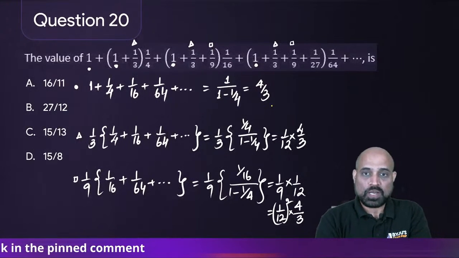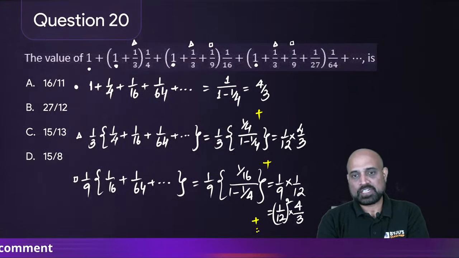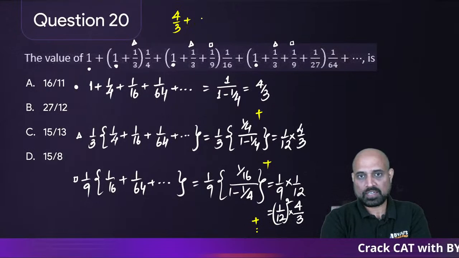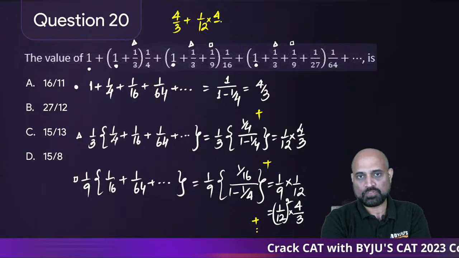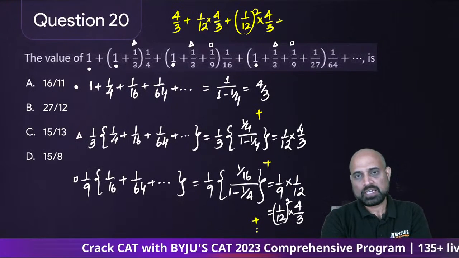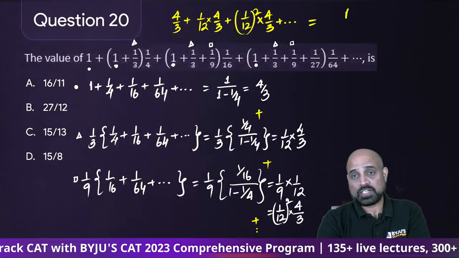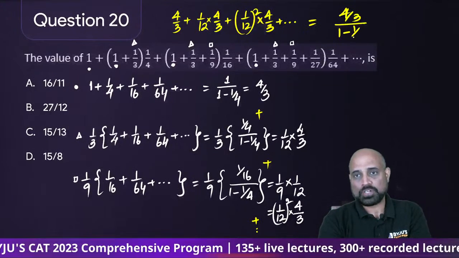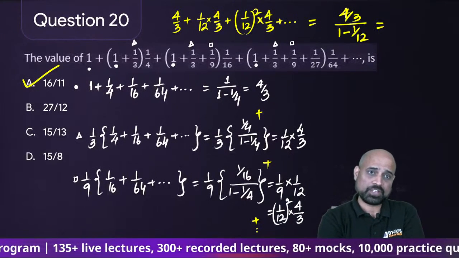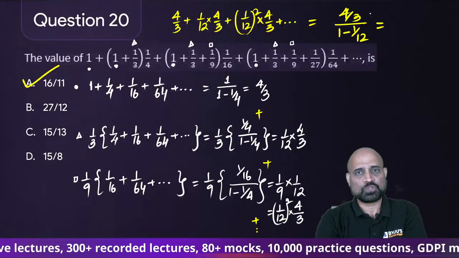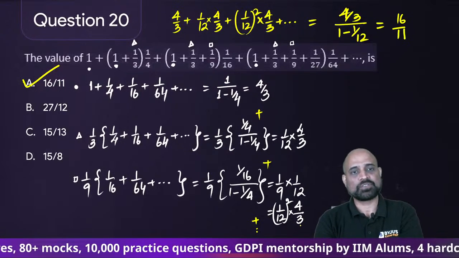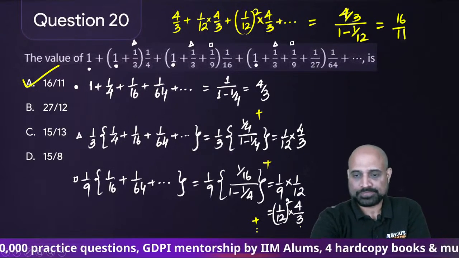Now if I am asked to add all of these, this itself is an infinite GP where the first term is 4 by 3 and the next term is 1 by 12 times 4 by 3. The next term is 1 by 12 ka whole square into 4 by 3 and so on. This is going to result in first term divided by 1 minus the common ratio. This is good enough to give us a hint that the denominator will contain 11 और A आपका आंसर हो जाएगा. आप इसको properly solve अगर करना चाहोगे तो 3 and 4 will go, so you will be left with 16 and 11. So answer A हो जाएगा option.